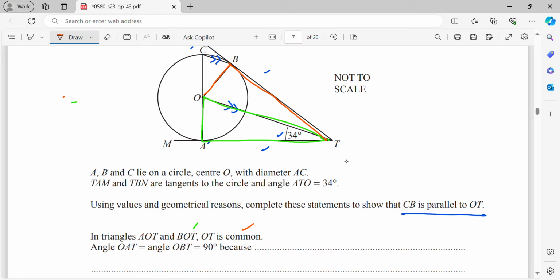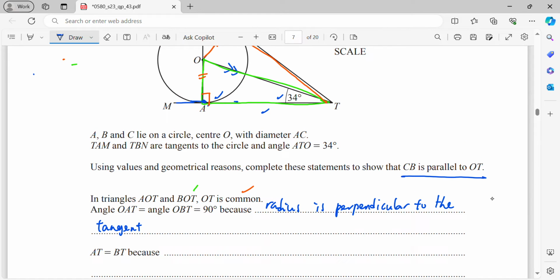OT is common. Then angle OAT here, and OBT is 90 degrees, because these two are radii, because a radius is perpendicular to a tangent. Now we want to show that CB is parallel to OT, so firstly I explain this 90 degrees. After that, from here we know the tangents to the circle from a point, the radius is perpendicular to the tangent.